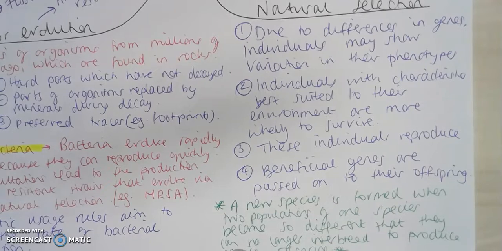So variation will exist. Individuals with characteristics best suited to their environment are more likely to survive. These individuals therefore are more likely to reproduce, and when they reproduce, the beneficial genes are going to be passed on to their offspring. Okay, so those are the four different steps.